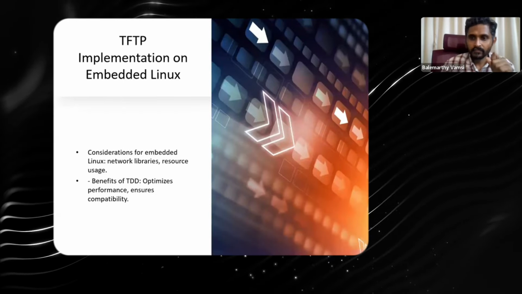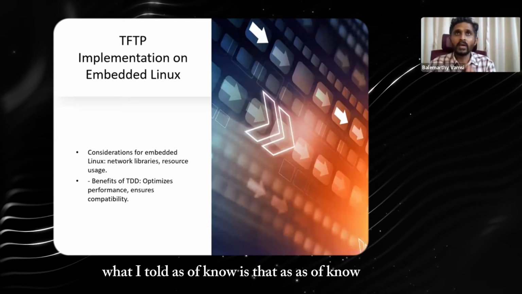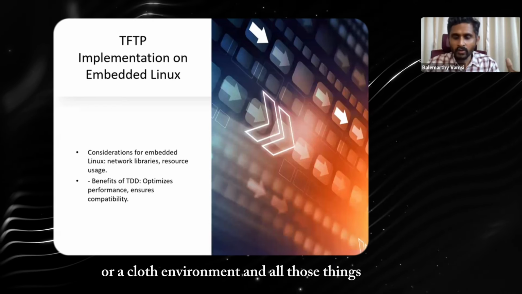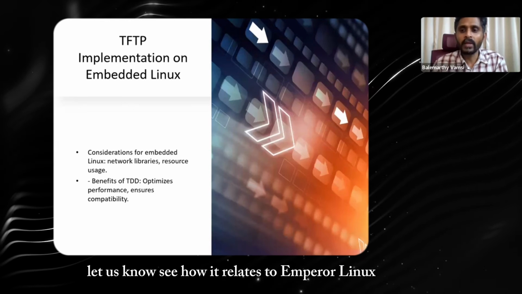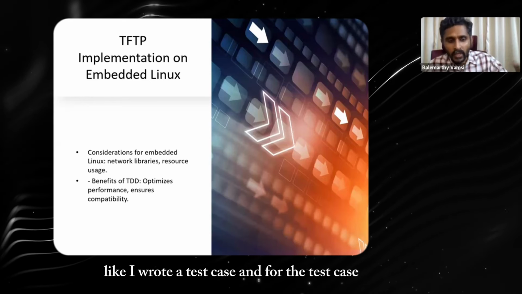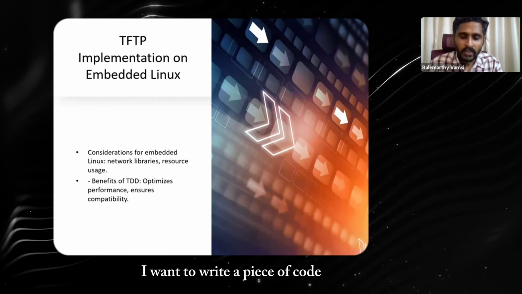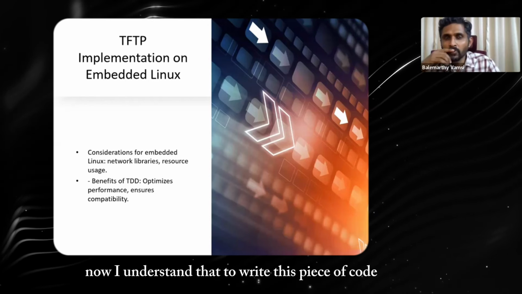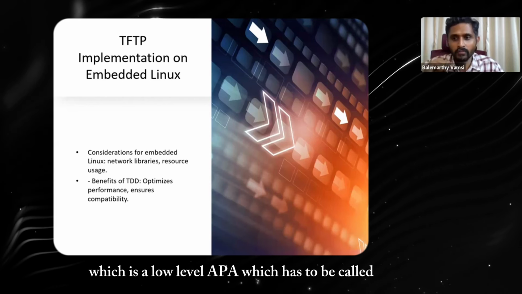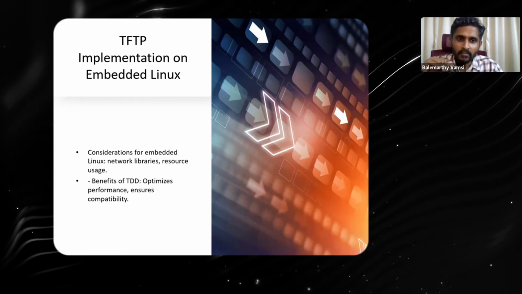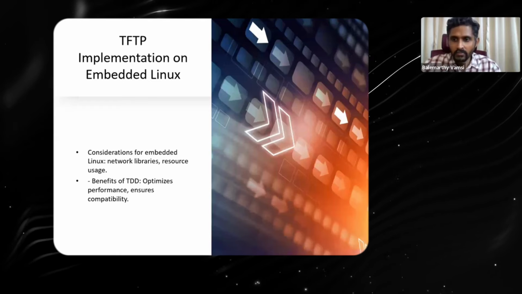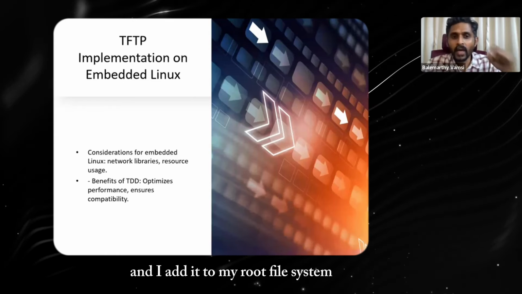Now, the embedded Linux stuff. What I told you so far can be applied even to a desktop environment or a cloud environment. Let us now see how it relates to embedded Linux, which is our area of interest. When I'm writing a certain piece of code, like I wrote a test case, and for the test case I want to write a piece of code, I understand that, acha, to write this I need this particular API, a low-level API, which has to be called. I don't have to write this low-level API, because we are talking about an environment where certain libraries are already created for us. Then I pick up that library and add it to my root file system.